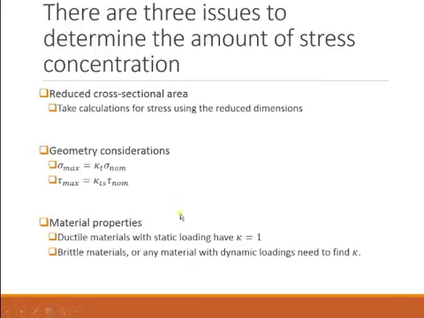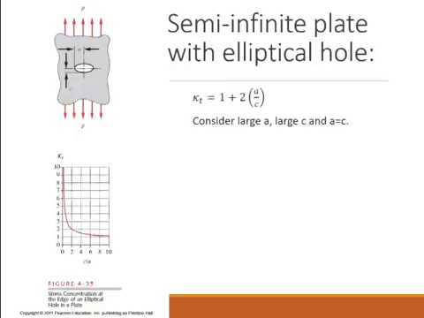And finally, the material properties. Ductile materials typically don't have a whole lot of stress concentration, but brittle materials and any material that has dynamic loadings have a significant stress concentration. And we can think a little bit about why ductile materials with a static load do not have a stress concentration. They yield and alleviate the stress on their own within the part.